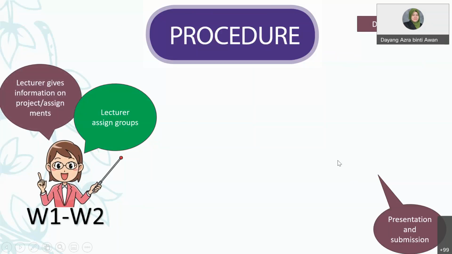Normally I think this one is also related to your measurement and instrumentation lab 1. Maksudnya, ada task juga will be given to you for your lab assignments later. That one is for other topics.